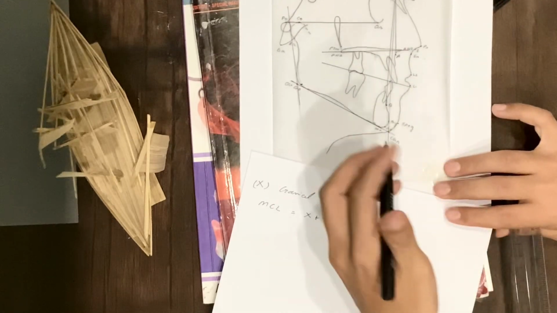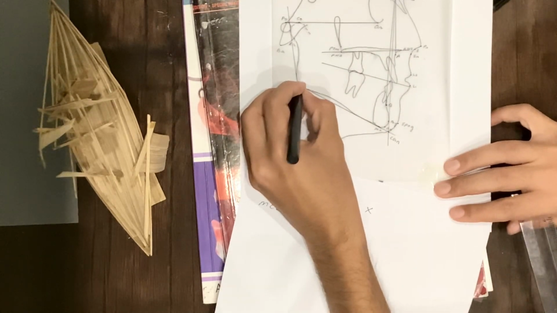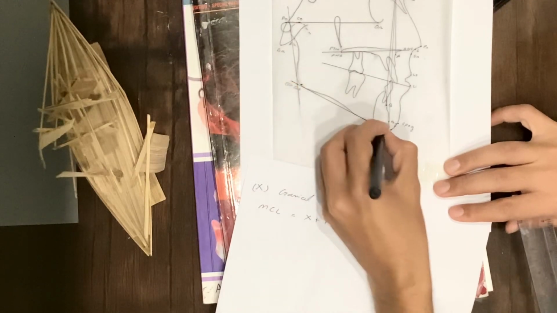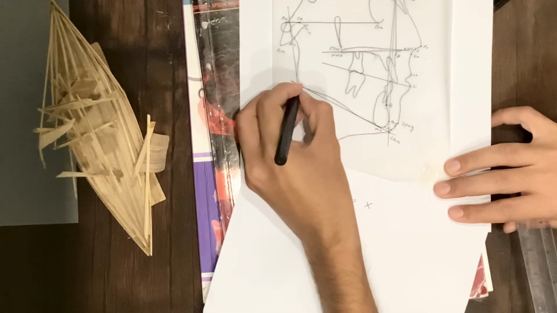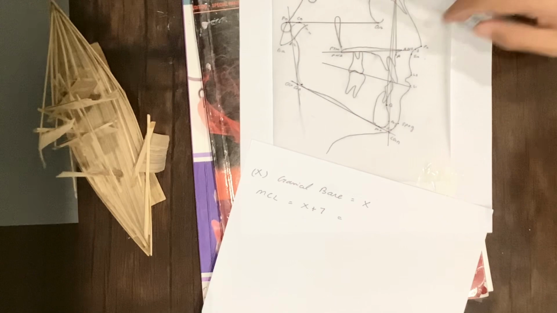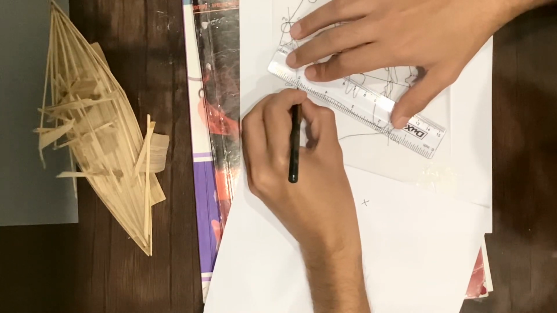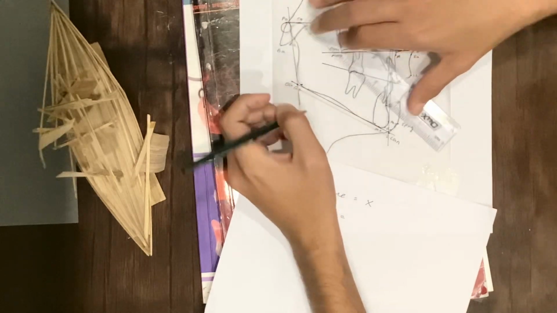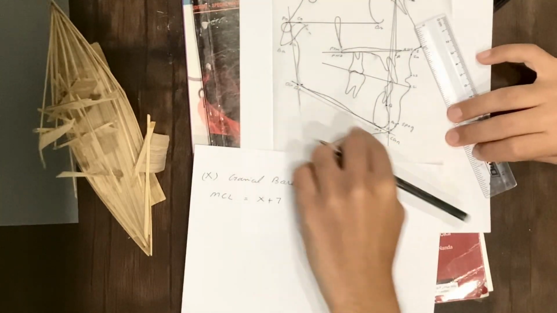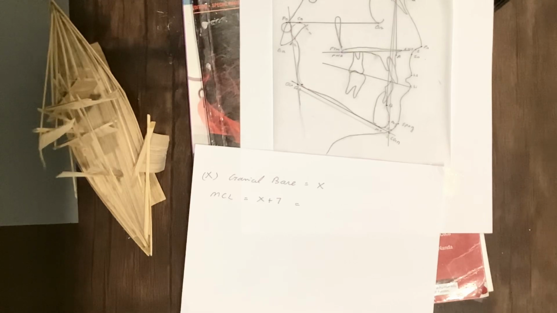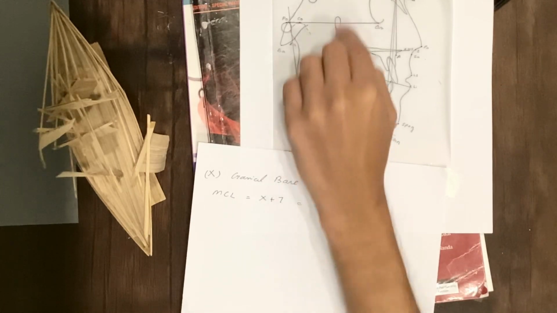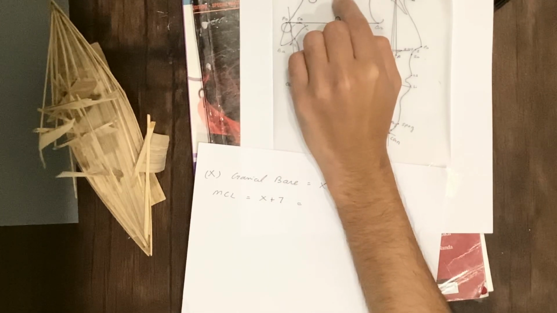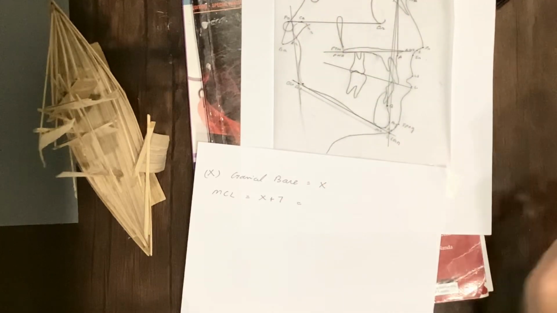What is the mandibular corpus length value? It is from the constructed gonion to the constructed gnathion. From here to here, this value is known as the mandibular corpus length, and it should be 7 mm greater than that of the X value, which is the cranial base length value.